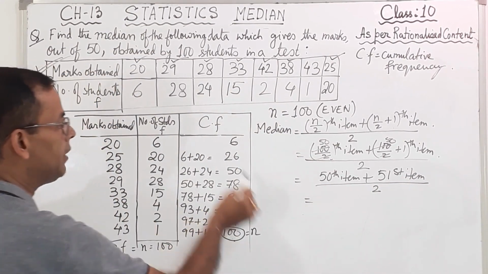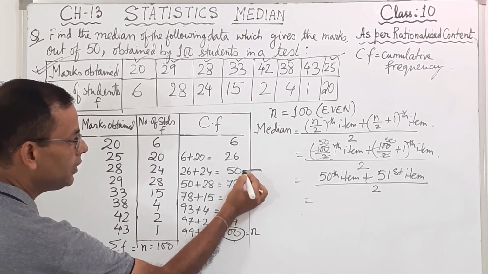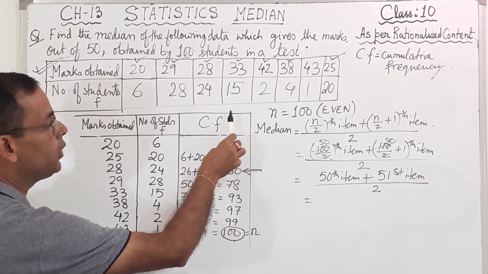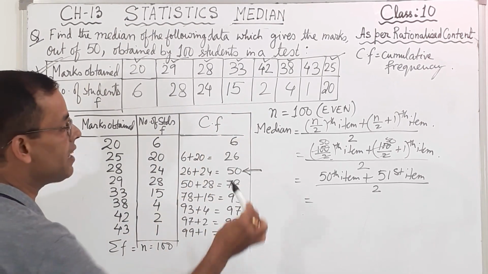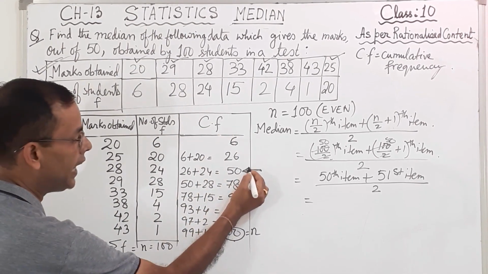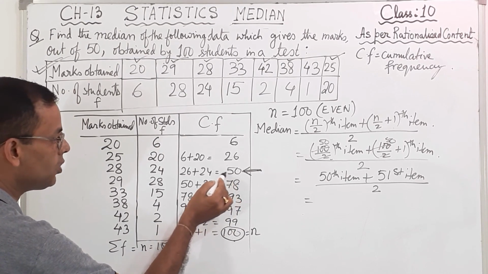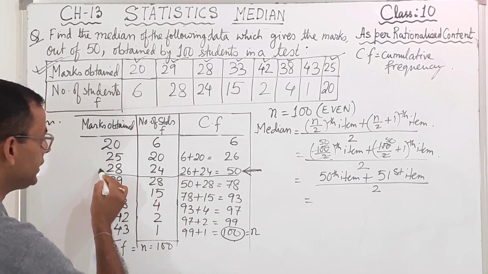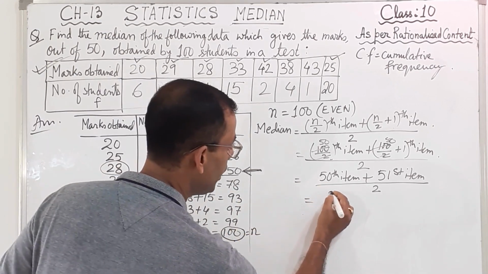Now the 50th item: you see the cumulative frequency. 50th item is here. Suppose your roll number is 1, 2, 3, so you are standing like a roll number: 1, 2, 3, 4, 5, and this is 6. Then if your roll number is 7, 8, 9, you will come in between 6 and 26. So if your roll number is 50, it is directly on this row. If you go like this way from here to here, it is touching which one? 28.